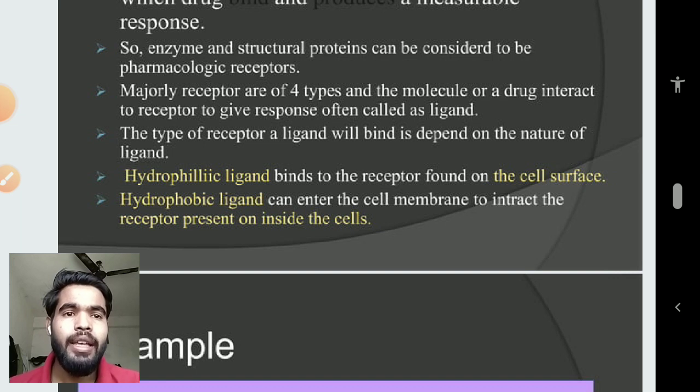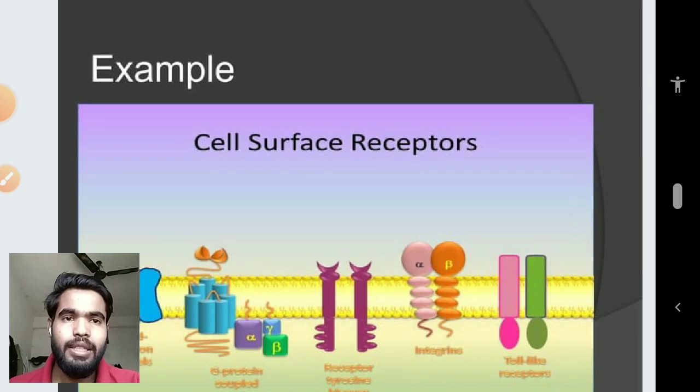Hydrophobic ligands can enter the cell membrane to interact with the receptors present inside the cell. Here, hydrophobic ligands that are lipoproteinaceous in nature can cross the plasma membrane directly and interact with the receptors. That means they bind to the receptors present inside the cell, called intracellular receptors.